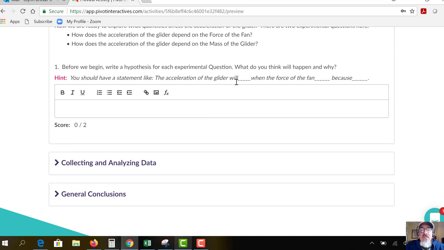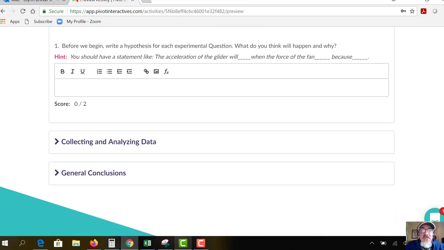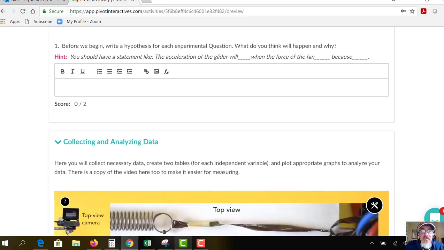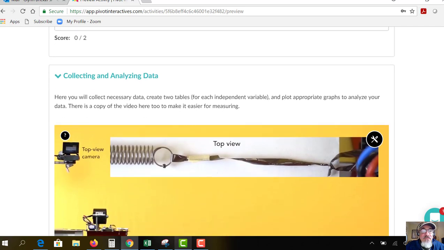The acceleration of the glider will blank when the force of the fan blank because. And something like the acceleration will increase when the force of the fan increases because, something along those lines. Okay? Or maybe you don't think that. Maybe you think it'll decrease. Whatever. Or maybe you don't think it'll matter. Whatever you think. But think about Newton's second law when you do that. And then we'll collect and analyze the data.